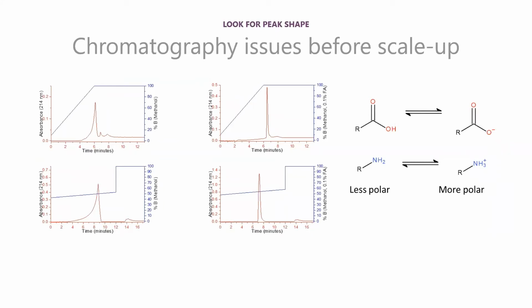In both the acidic and basic compounds, the peak shape was improved and the gradient calculation worked better when a modifier was added to the mobile phase. The idea is to force the compound to be in one form or another, either all ionized or all as the free acid or base.